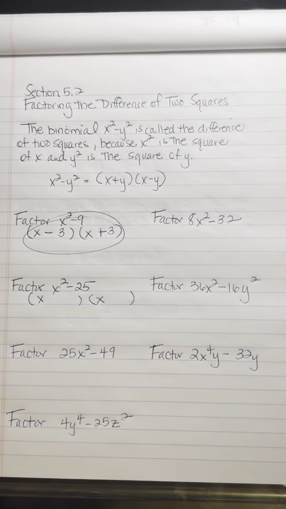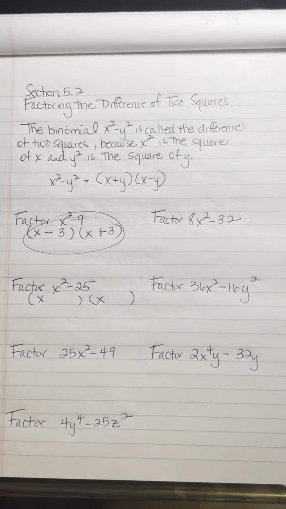Now, what about 25? When I think of my timetables, I'm thinking of not just 1 times 25, but what two other numbers? 5 times 5. Very good. And with z to the 2nd power, that means I can put one z in one parentheses and another z in the other parentheses and just even it out. Now, the rule for the difference of two squares means one has to be positive and the other has to be negative. And notice difference means subtraction.